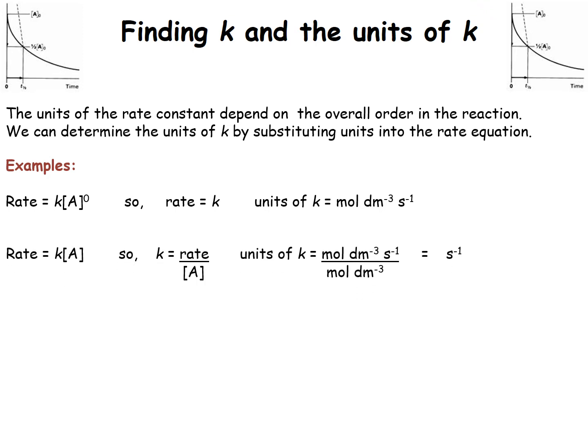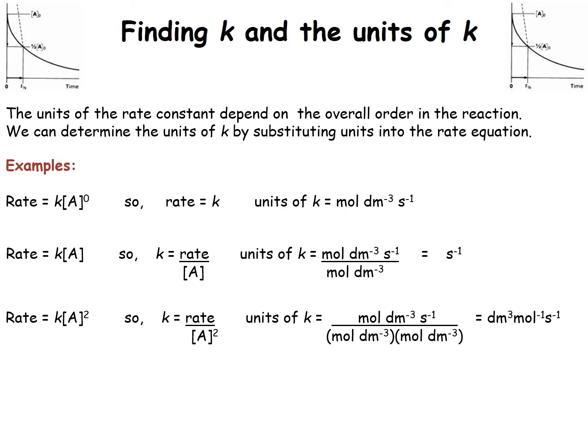So if the rate is K times A, so therefore first order, it means that K would be the rate divided by A. So the units of K would be the rate divided by A, just rearranging the equation, cancel out the moles per dm cubed, seconds to the -1. So if it's second order, it's essentially like saying times by itself again. So again, put them in brackets, put them on the bottom. So this would be dm cubed moles to the -1, seconds to the -1.